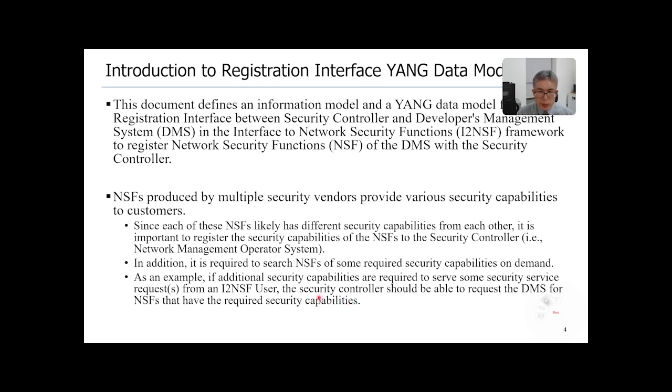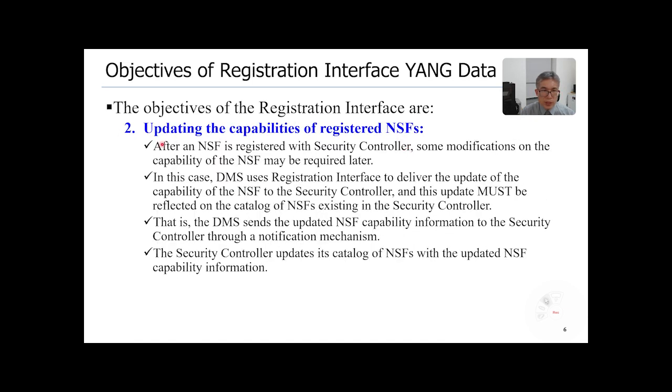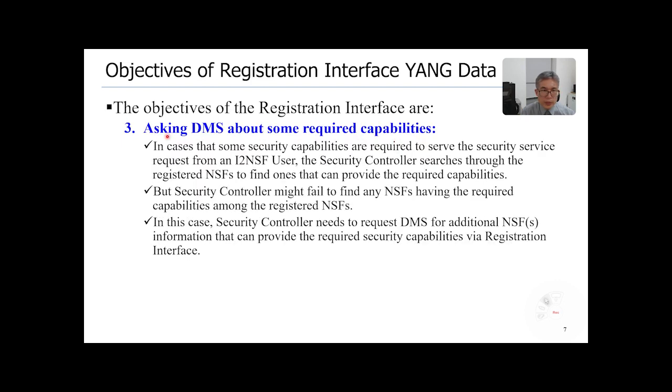So we need to support two things. One is the registration of NSFs with the security controller. The other is the search or query to find the appropriate NSFs to satisfy required security functions. So we have three objectives here. The first one is registering NSFs with the I2NSF framework. The second one is updating the capabilities of registered NSFs. The third one is asking, or calling, the DMS about some required capabilities.